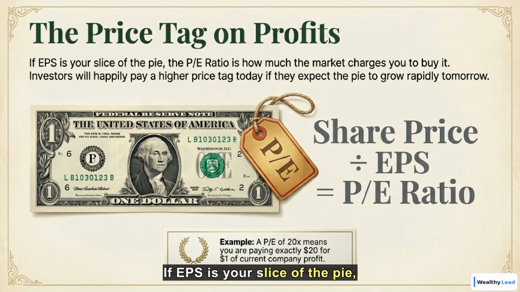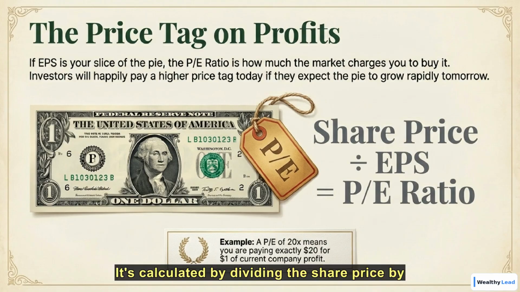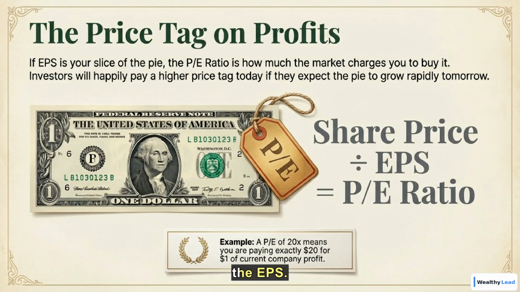If EPS is your slice of the pie, the PE ratio is the price tag the market charges you to buy it. It's calculated by dividing the share price by the EPS.